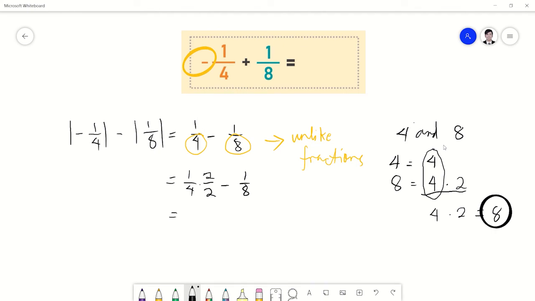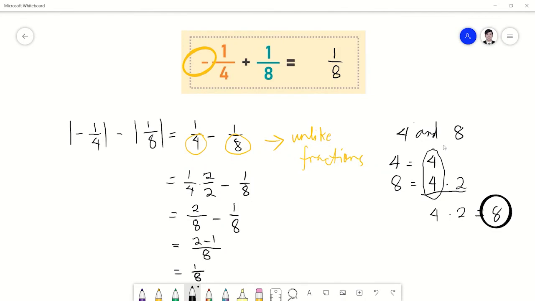So 1 times 2 is 2. 4 times 2 is 8. Then there you go. So you can see they have the same denominator already. Therefore, you can just copy the common denominator and then 2 minus 1. 2 minus 1 is 1, 1/8. Now, our answer as of the meantime is 1/8.